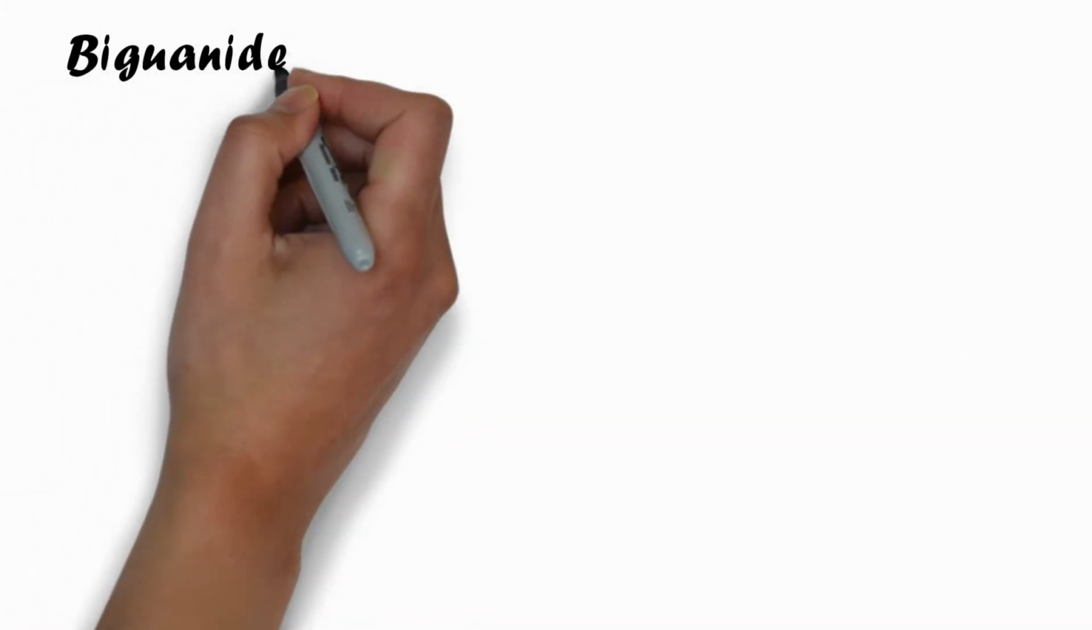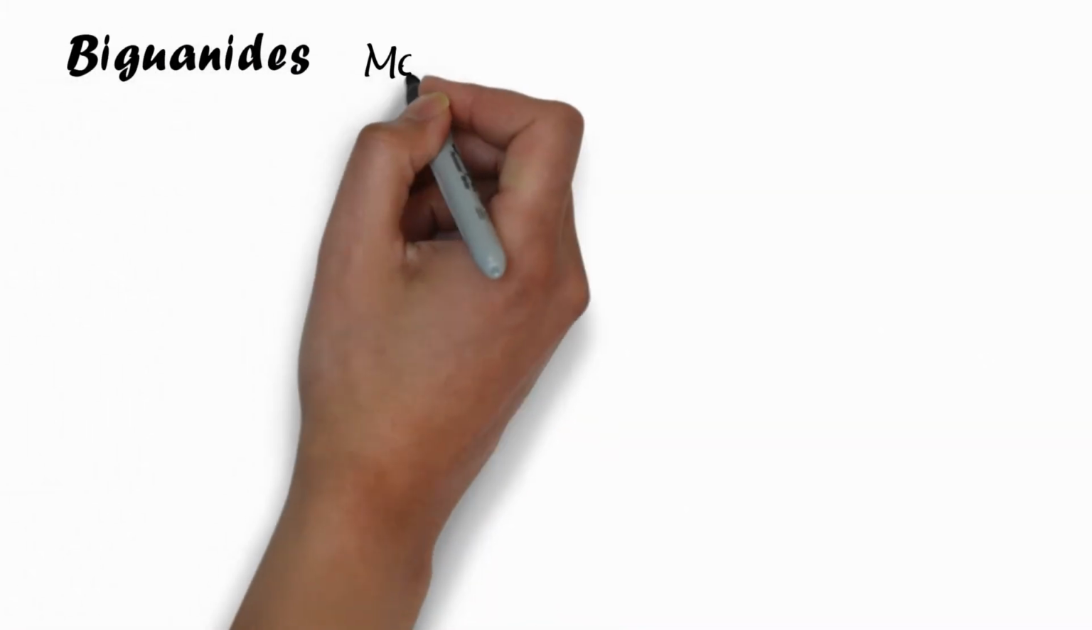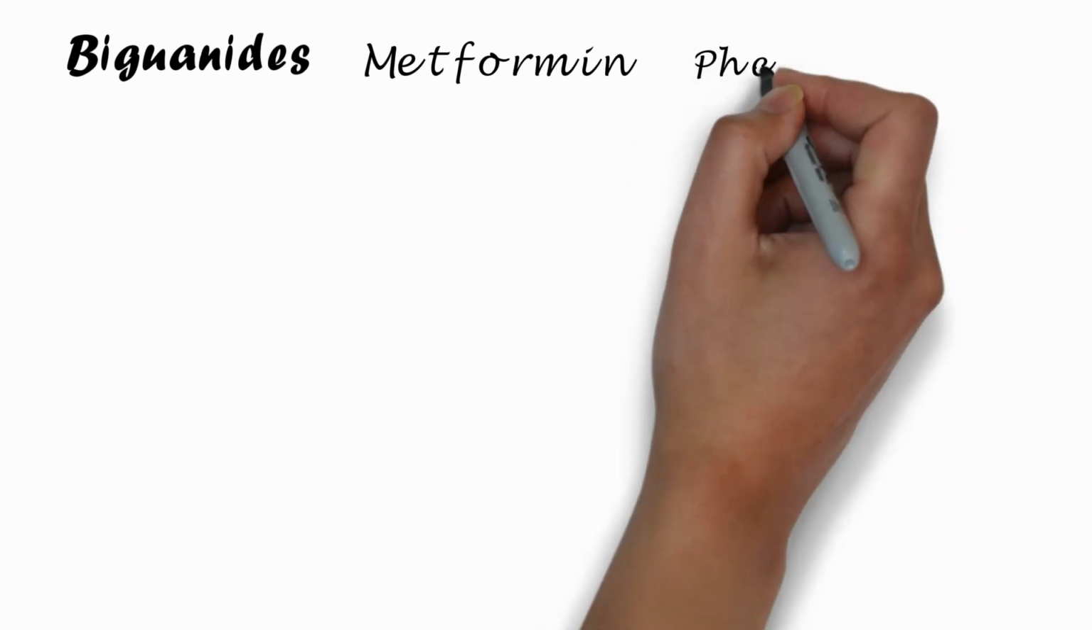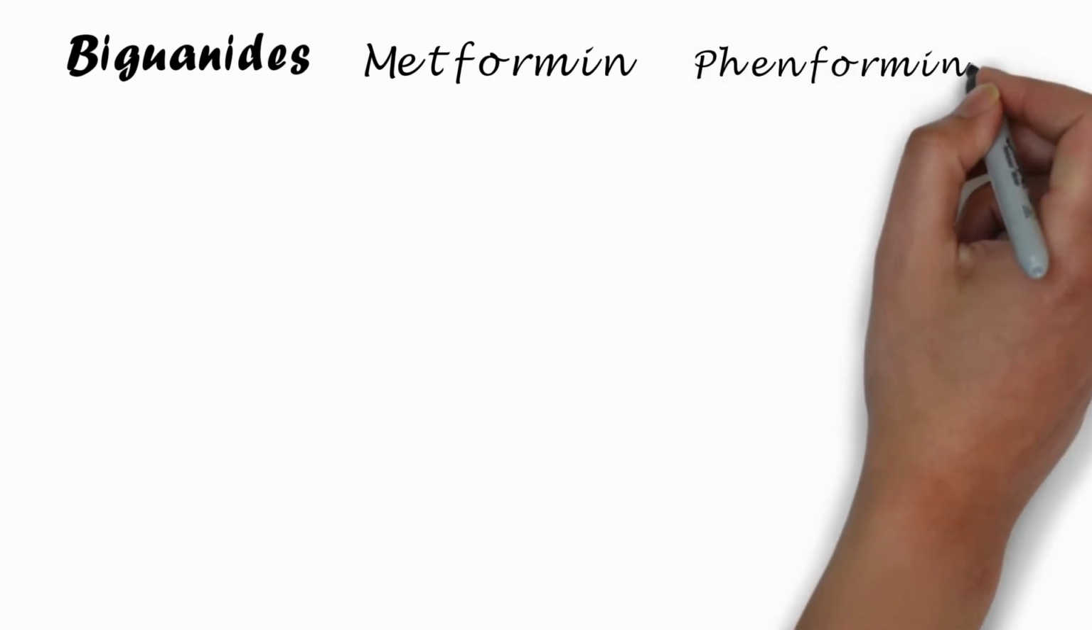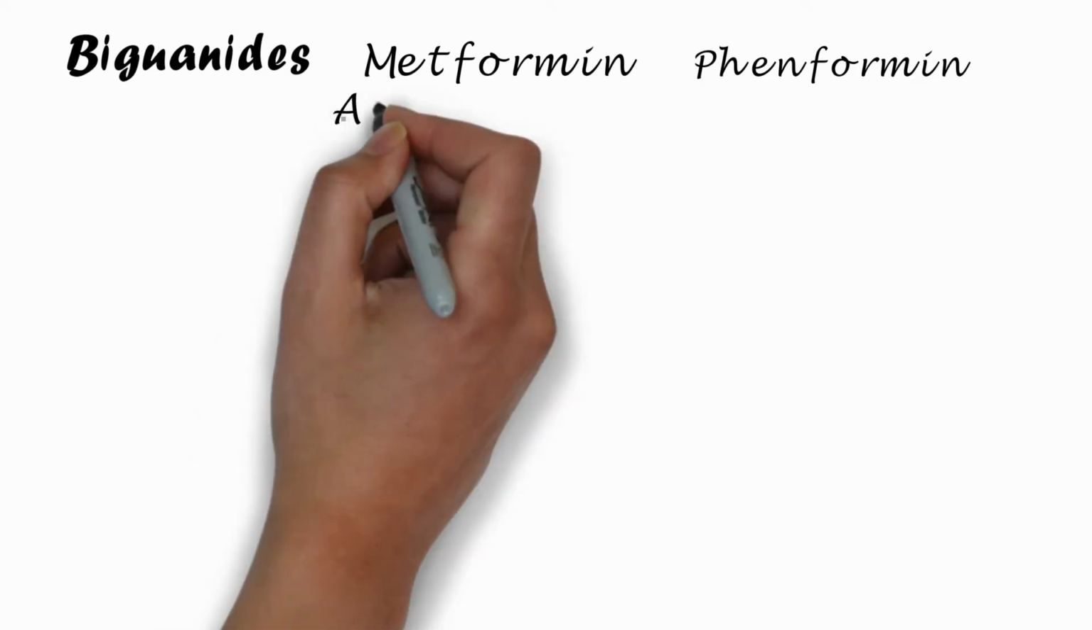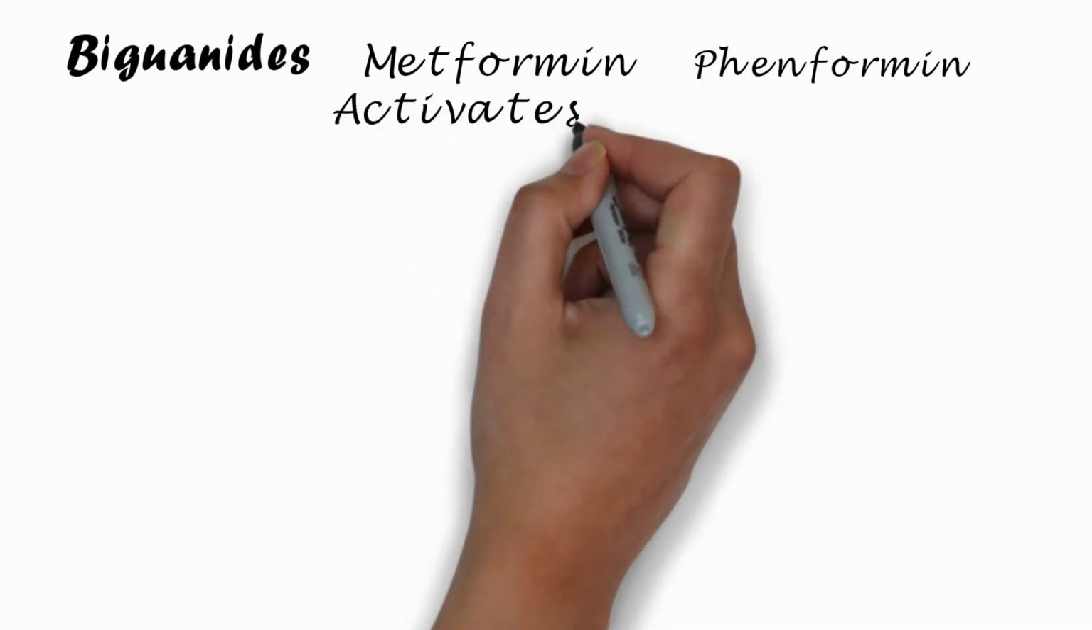Biguanides are the insulin sensitizers. Metformin is currently the most commonly used oral agent to treat type 2 diabetes and is accepted as the first-line treatment for this condition. Another agent, phenformin, has been discontinued because of its association with lactic acidosis and no proven long-term benefit from its use.